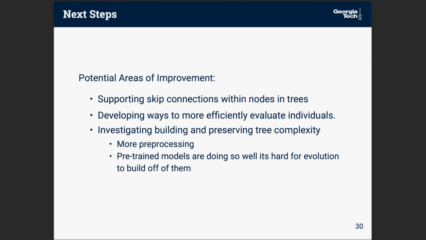We could do more architectural changes, such as supporting skip connections within nodes for trees, or expanding from tree-based neural networks to the more general graph-based neural networks. We could also work on developing ways to more efficiently evaluate individuals. However, the most interesting area of improvement is investigating building and preserving tree complexity, which might be possible with more preprocessing. Our hypothesis is that pre-trained models are doing so well that it's hard for evolution to build off of them. However, pre-trained models are certainly not going anywhere and will only get more relevant in the machine learning community, so we should find ways for pre-trained models and evolutionary computing to work together.